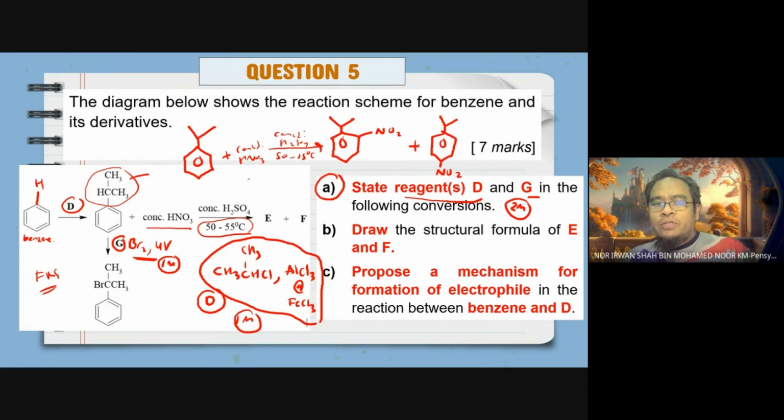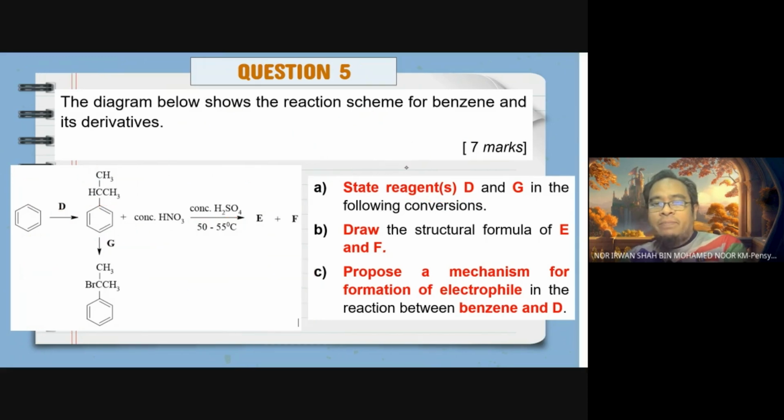Okey, jadi nitro satu pada position ortho, satu pada position para kan. Jadi boleh jadi ini adalah E, so ini adalah F. Ataupun kalau you nak buat ini E, ini F pun betul guys. Jadi mana-mana satulah. Yang penting E dan F ni satu nitro pada position ortho, satu lagi nitro pada position para. Jadi guys, kalau ikutkan dia punya scheme dia inilah dia.